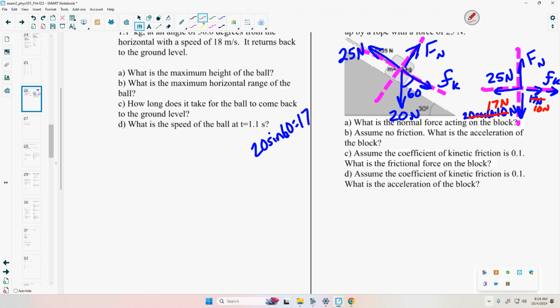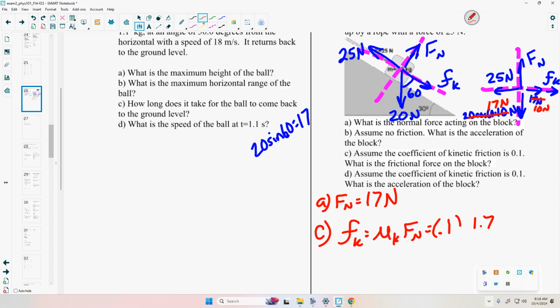All right. So find the normal force. That's easy for part A. The normal force is equal to 17 newtons. Fn minus 17 equals 0, so that's equal to the normal force. And then next I want to find Fk. That's for part C. Fk is equal to mu k times Fn. So that's 0.1 times the normal force, 0.1 times 17, which is equal to 1.7 newtons. So that's part C. There's part A.